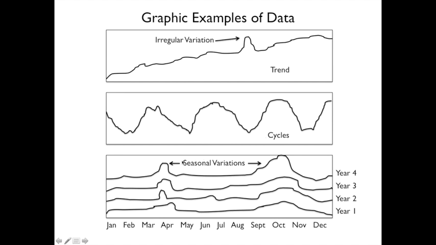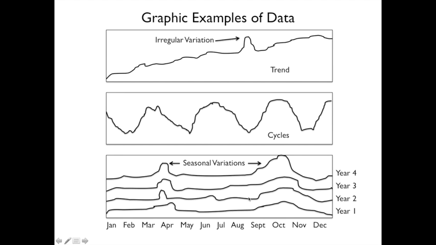And then the bottom one here is seasonal variation. So in the April timeframe, people order a bunch, and then in October, November, they order a whole bunch. And you can see that the company is growing because there's a trend here that you can see from year one, it goes up, year two, it goes up, year three, it goes up, year four, it goes up. So there's an upward trend with seasonal variations on top of that.